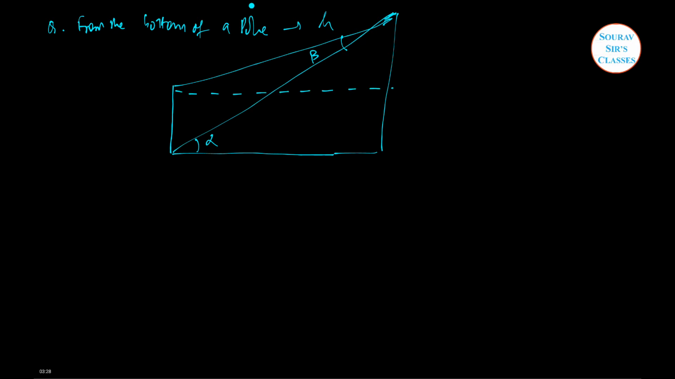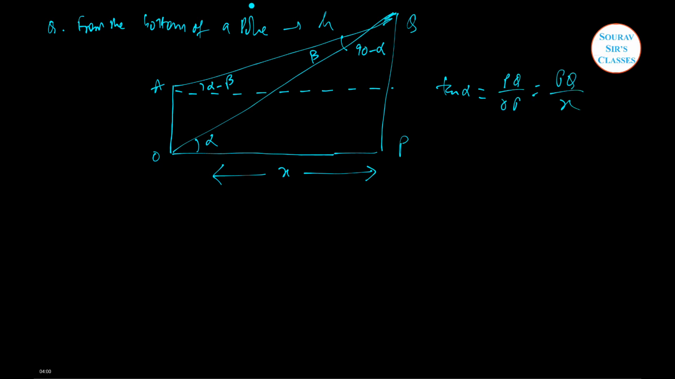No numerical value is given. So we have to find the height of the tower. Let the tower be PQ. Let this be OA. Let this distance be x. So this is alpha minus beta. So this is simply 90 minus alpha. That's it. So PQ equals tower, OA equals pole. So we can write it as tan alpha equals PQ by OP, that is PQ by x. That's it. So we can write PQ equals x tan alpha.